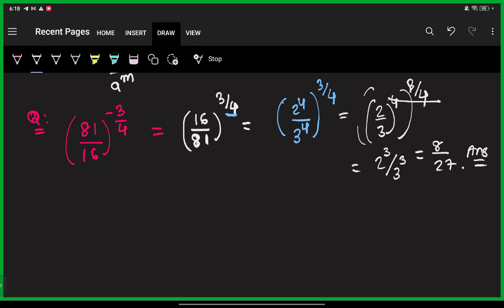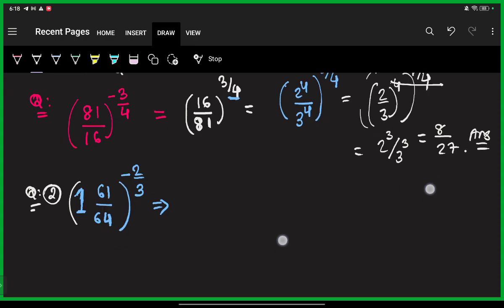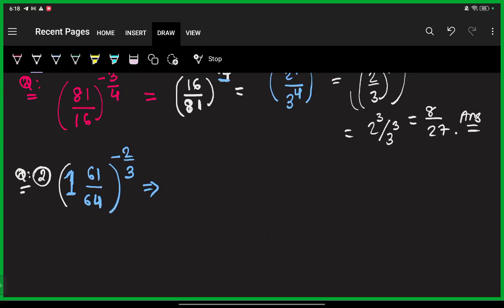Yes, sir. Let's solve another question. Question number 2. This type of question is given 1 61 divided by 64. Okay, this is 1 raised to minus 2 by 3. So how are we gonna solve this question? First of all, write this thing in simple form. Okay, so it will become 125 by 64, right? Raised to minus 2 by 3. Yes or no?